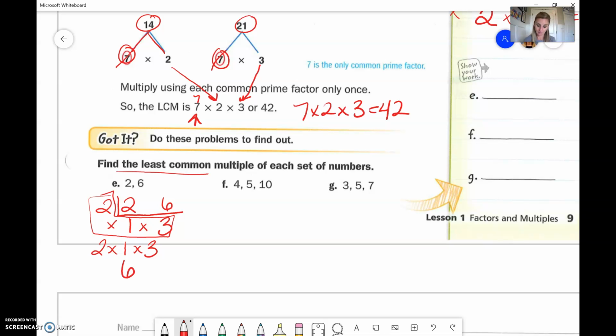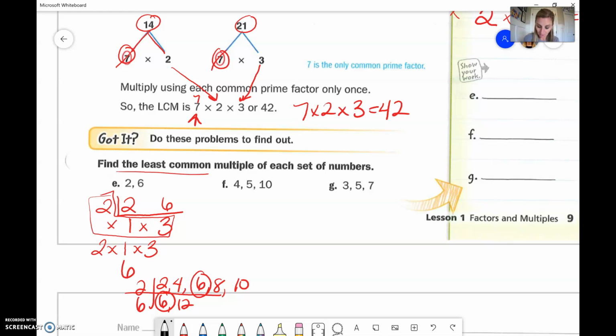of 6. Now, this one was kind of easy because we could have listed my multiples: 2, 4, 6, 8, 10, 12. I don't even need to go any farther because right there it is showing me that it is 6.